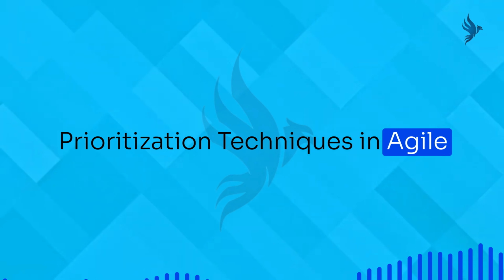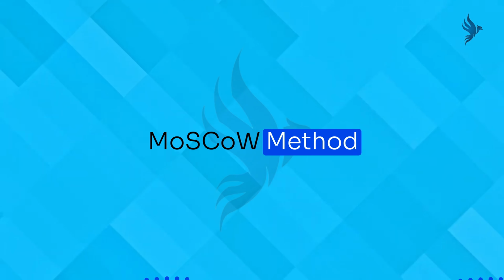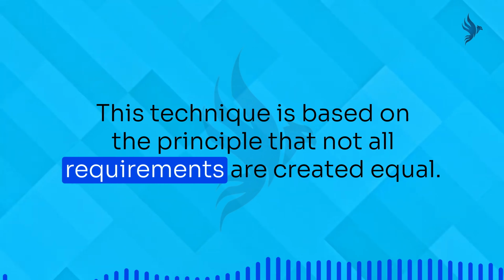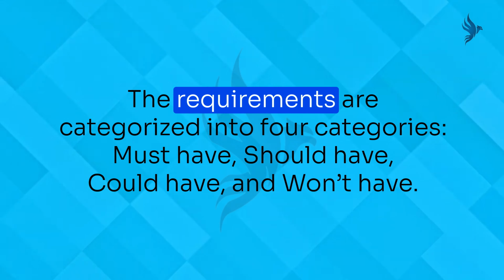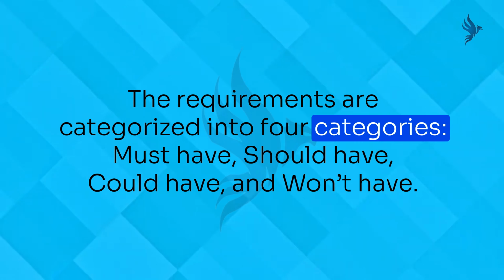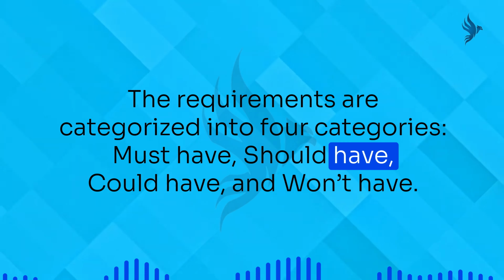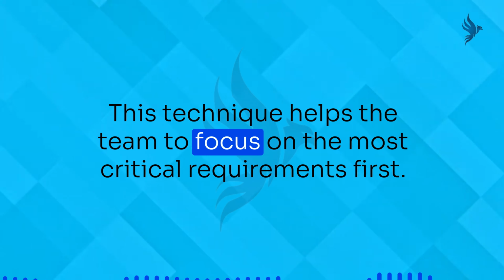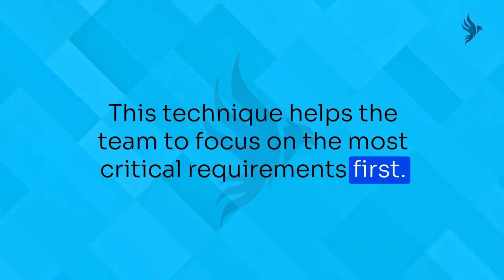Prioritization techniques in Agile. 1. MoSCoW method. This technique is based on the principle that not all requirements are created equal. The requirements are categorized into 4 categories: must have, should have, could have, and won't have. This technique helps the team to focus on the most critical requirements first.